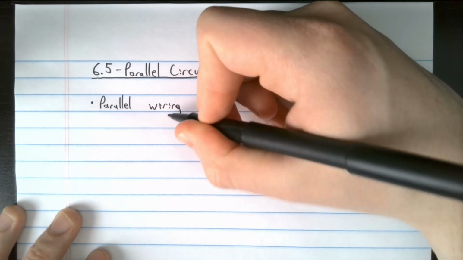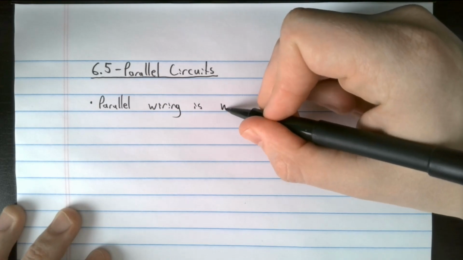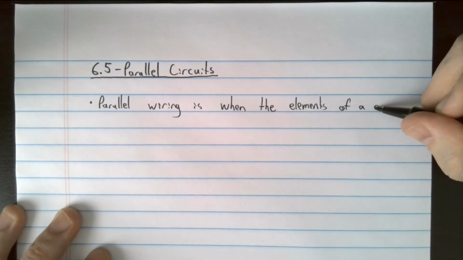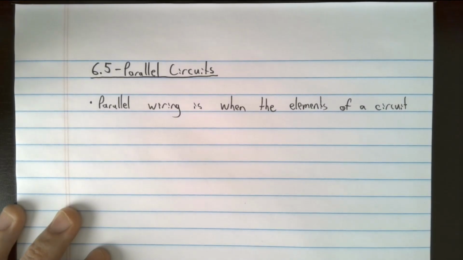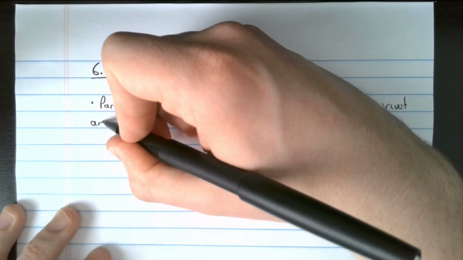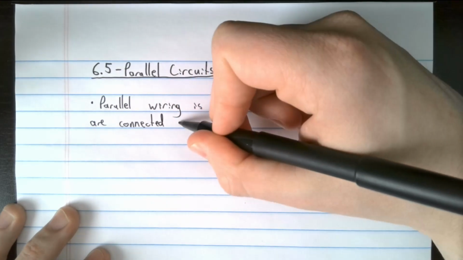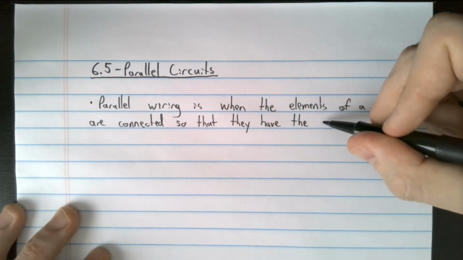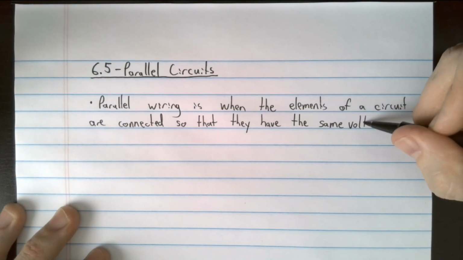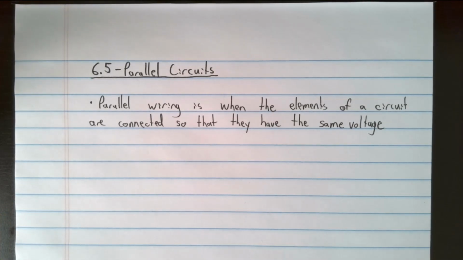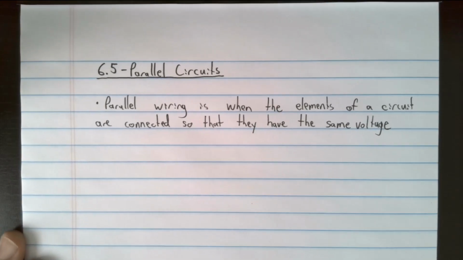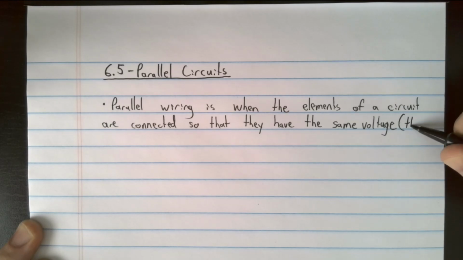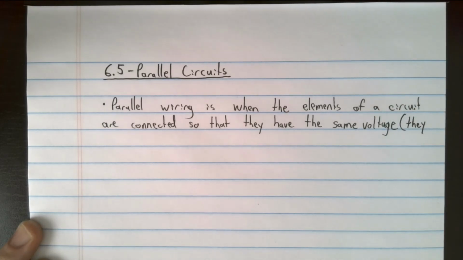Parallel wiring is when the elements of a circuit are connected so that they have the same voltage. I'm going to add here, in parentheses, they are situated between two junctions.